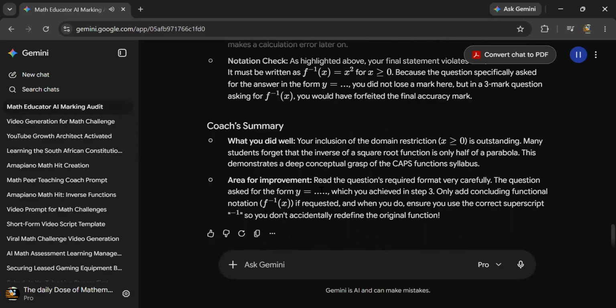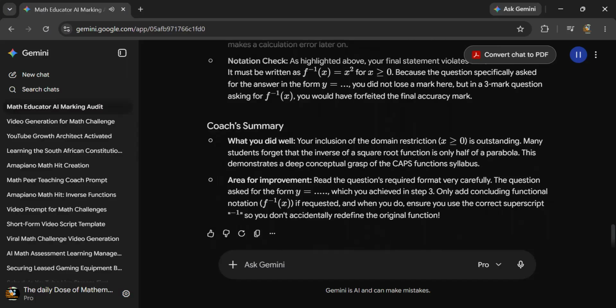Coach's summary. What you did well. Your inclusion of the domain restriction, x greater than or equal to 0, is outstanding. Many students forget that the inverse of a square root function is only half of a parabola. This demonstrates a deep conceptual grasp of the CAPS functions syllabus.